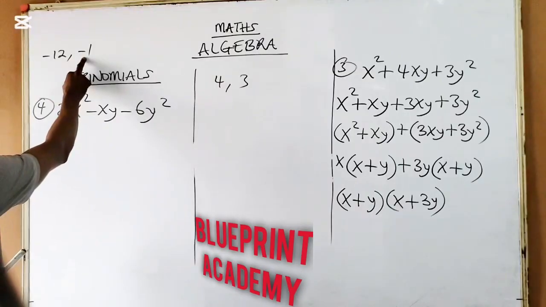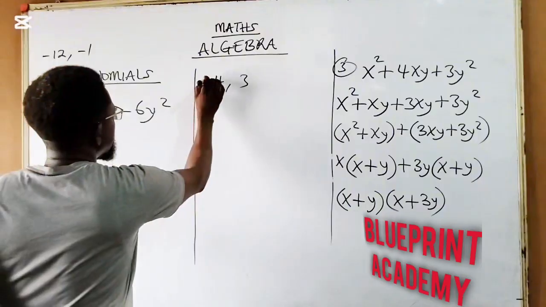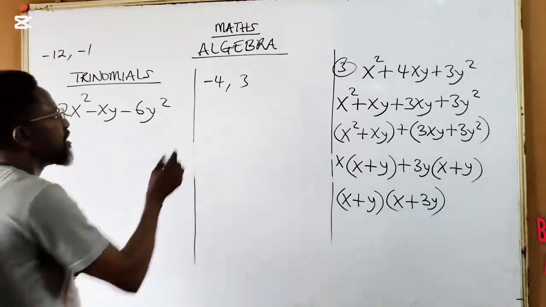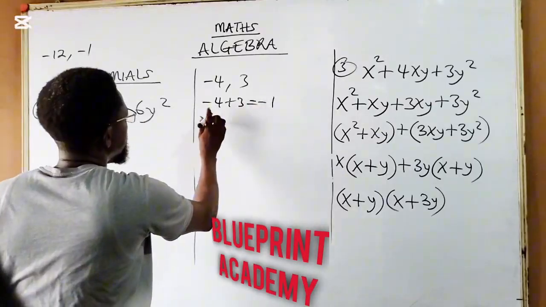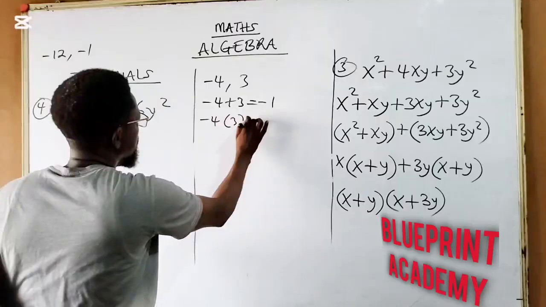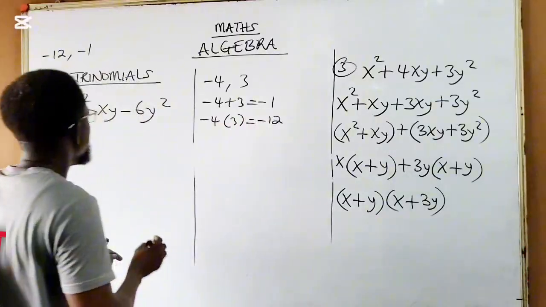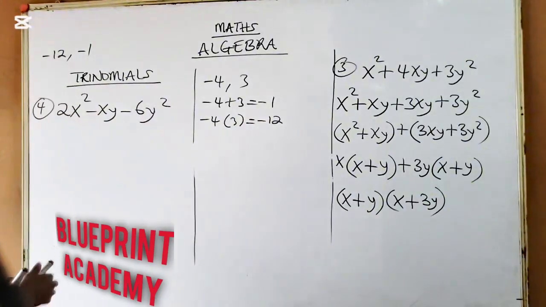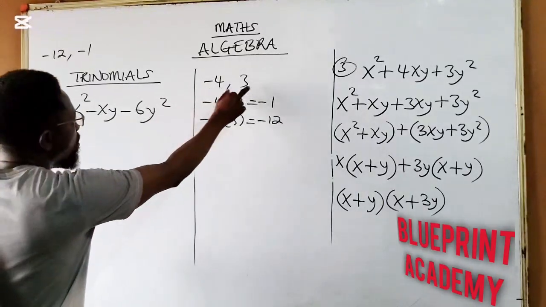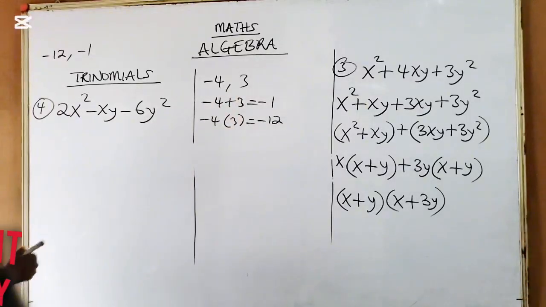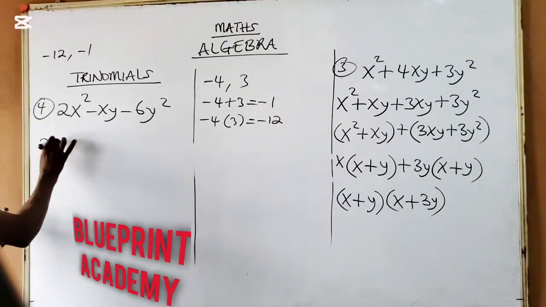For us to get minus 1 when you add, that means here is going to be minus what? 3. Because minus 4 plus 3 will give minus 1. Then minus 4 times 3 will give minus 12. So now the two numbers used to split this minus xy will be minus 4 and 3.